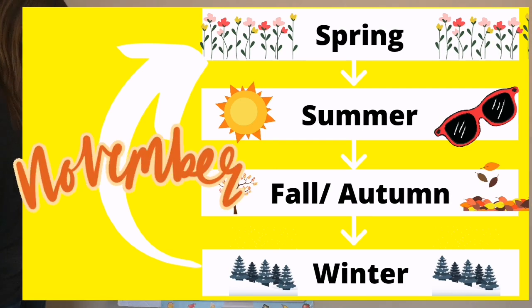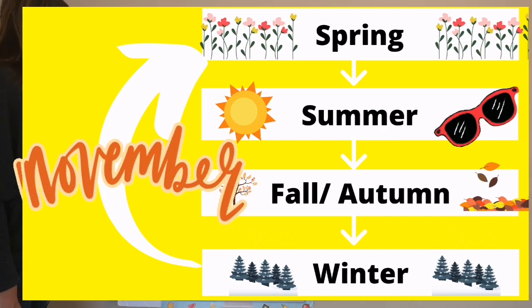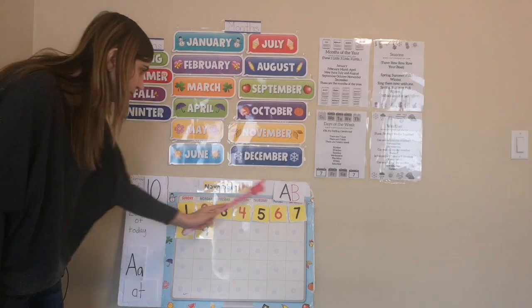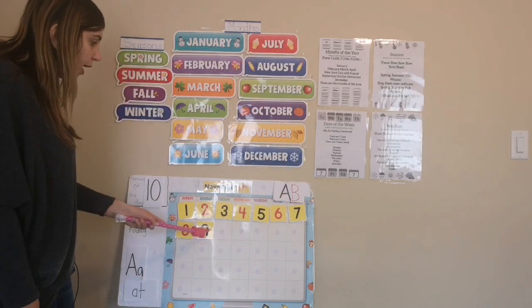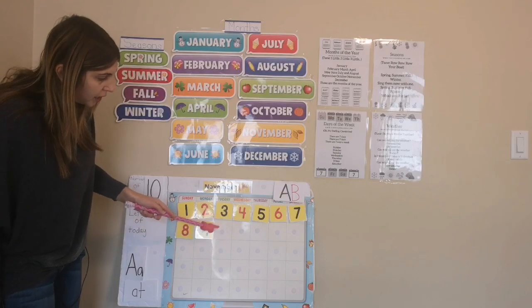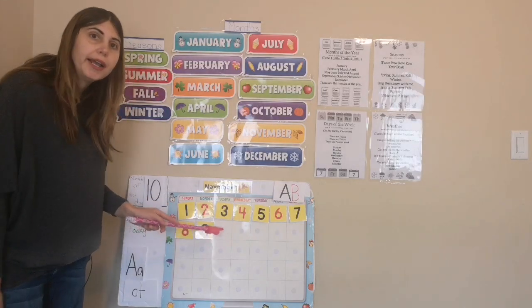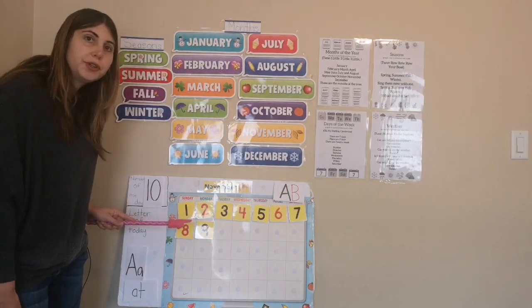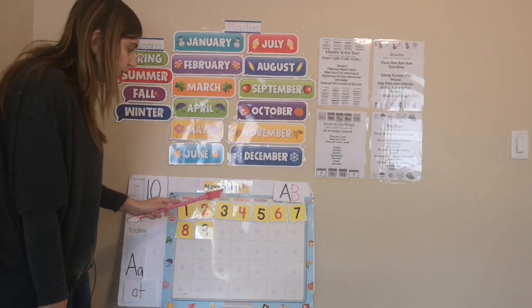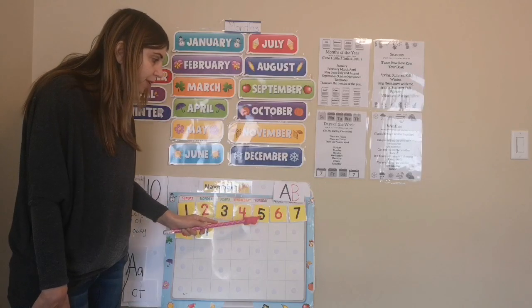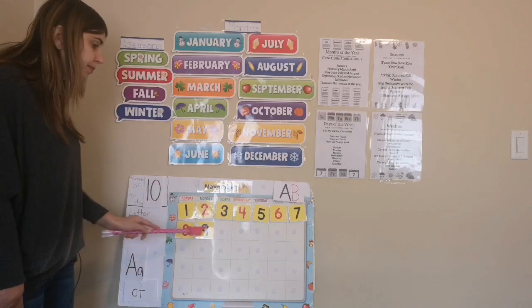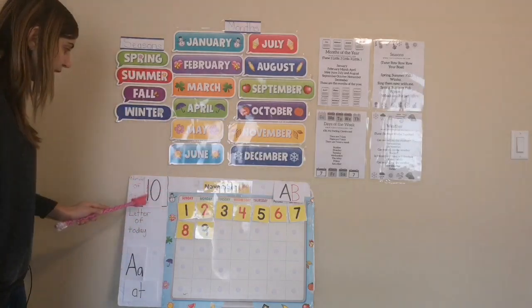So, since I'm talking about November, that is in the season of fall. I'm going to go over my calendar, and on my calendar, the date is the number after 9. What number comes after 9? Let me count to figure it out. 1, 2, 3, 4, 5, 6, 7, 8, 9. 10 comes after 9.